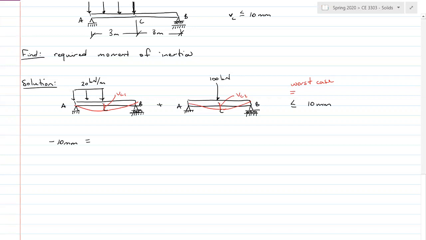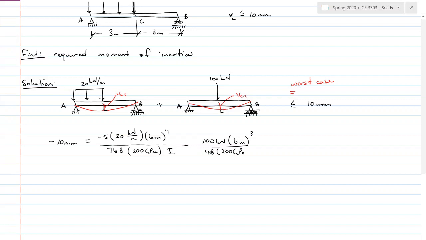Is equal to, distributed load, negative 5 times W, 20 kilonewtons per meter, times length to the fourth, 6 meters to the fourth, all over 768 times E, 200 gigapascals times I that we don't know, minus load P, 100 kilonewtons, times the length cubed, all over 48 times E times I that I don't know.